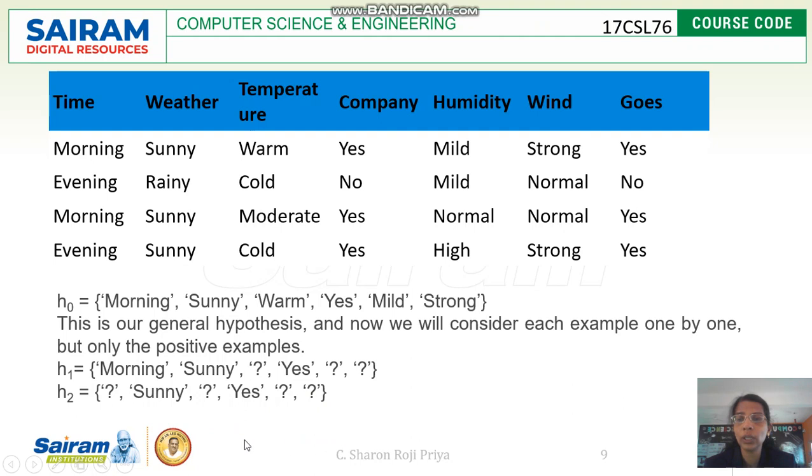So this is your final specific hypothesis: question mark, sunny, question mark, yes, question mark, right? So this is the maximum specific hypothesis for the given data set.